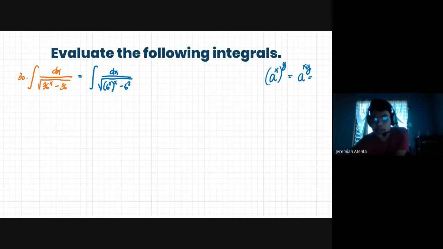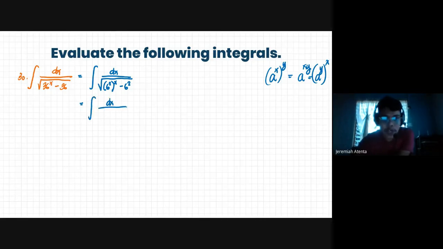Or you can rearrange. This is just a to the power of y to the power of x, right? So they are just the same. So ganun yung gagawin natin. So this will become the integral of dx over square root of 6 to the power of x, squared, para lumabas lang yung variable raised to the power of 2. Okay? Minus 6 squared.